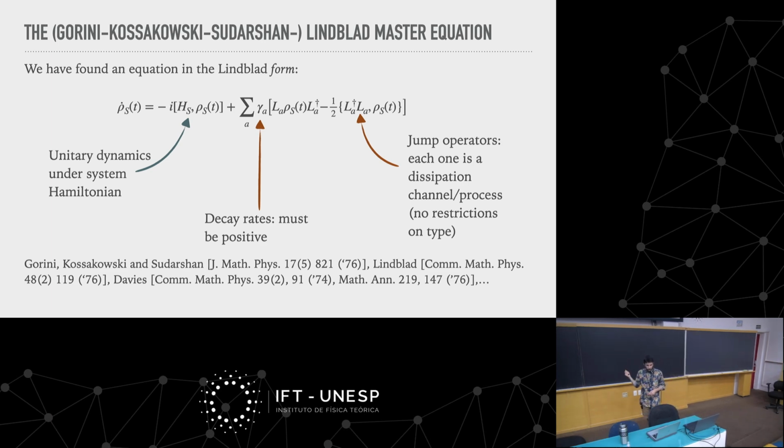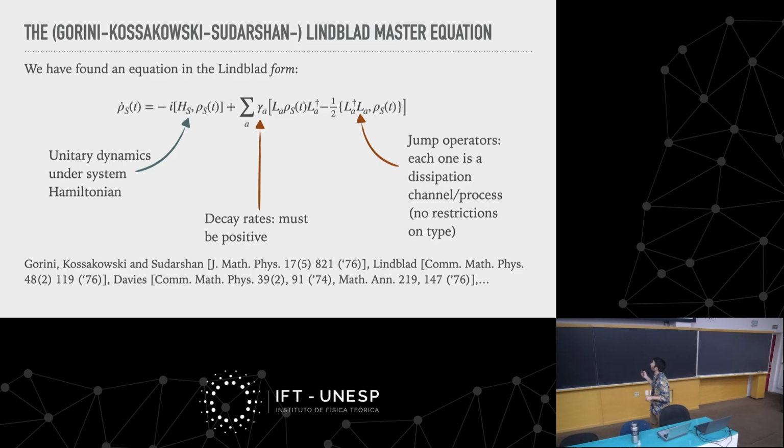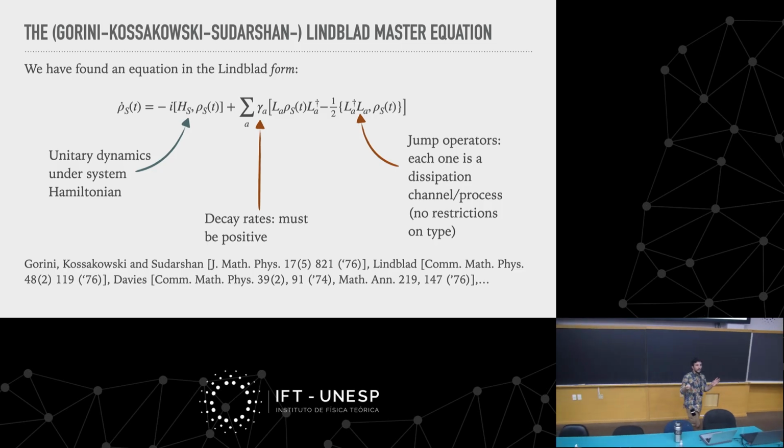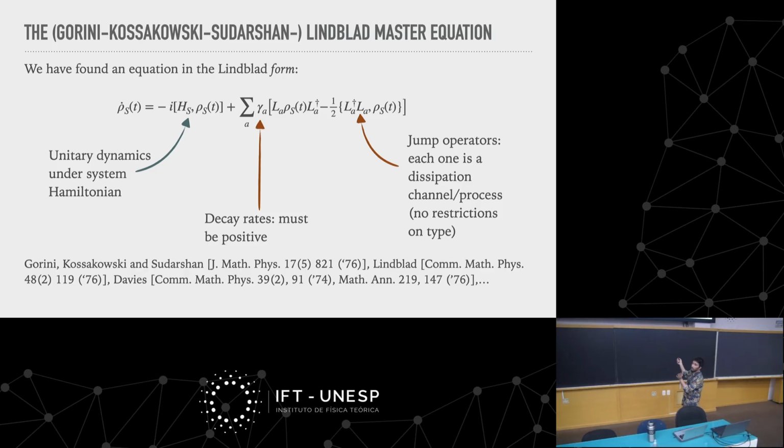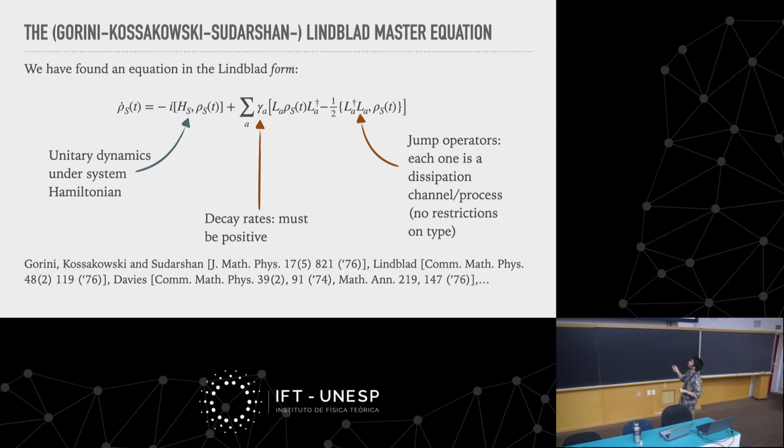So this is the more general version of the equation that I wrote before with multiple decay channels. And each decay channel is defined by this L operator. It's called a jump operator. There is no particular restriction on which kind of operator it is. Could be Hermitian, non-Hermitian, unitary, you name it. And each defines a dissipative channel, and the rates of these processes are these gammas, which must be positive, which is the only constraint that we have.